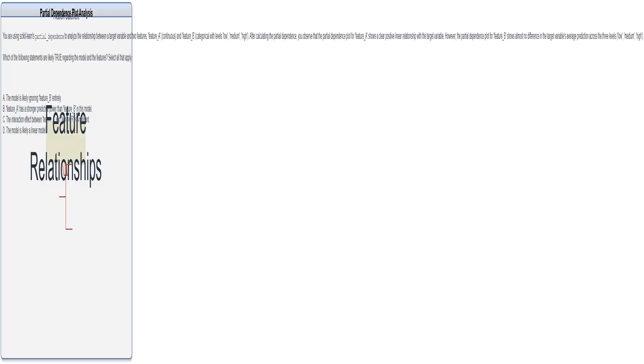I'm going to explain how we can determine the relationship between features and a target variable using partial dependence plots, PDPs. PDPs show how a model's predictions change as one feature varies, averaging out the effects of other features. This helps us understand each feature's individual impact on predictions.